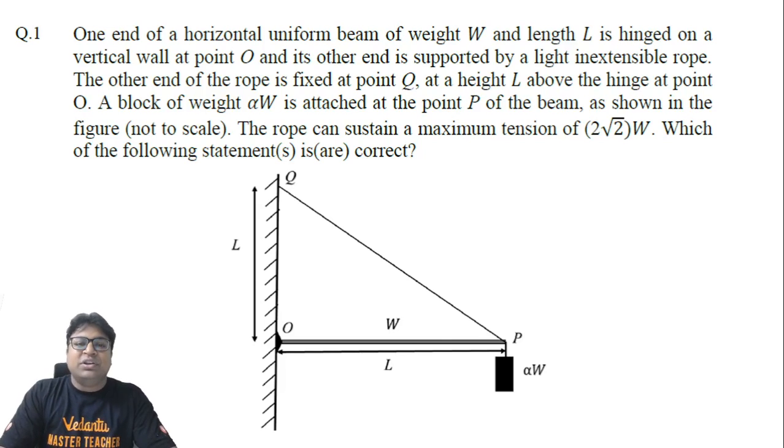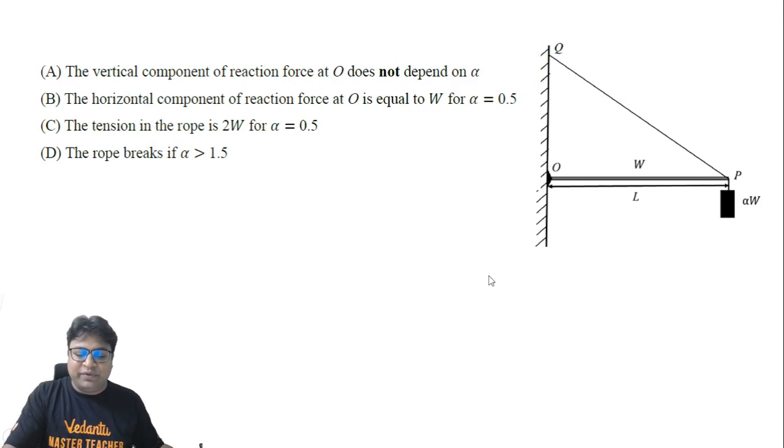Hello students. So this is question number 1 of paper 2 of JEE Advanced 2021. So let's see what is given in this question. In this question we have a rod which is fixed as shown, and these are the four options that we have to figure out.